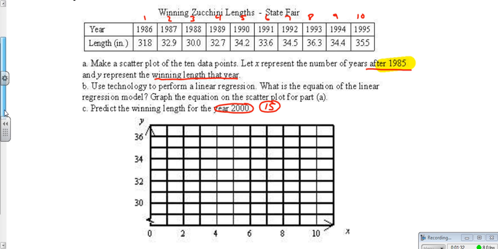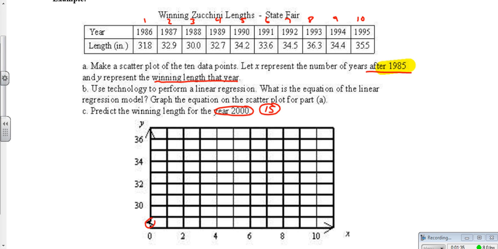If we look at our graph, we have a squiggly mark here, and that's okay. We're not going to let that bother us because we're aware of it. So 1 gives us 31.8, so about there. 2 is 32.9. 3 is 30. The points don't have to be in a line, but right now it doesn't look too good about being linear. 4 gives us 32.7, so we're about there.